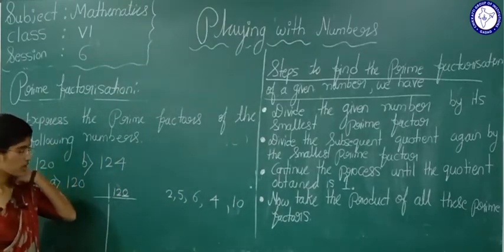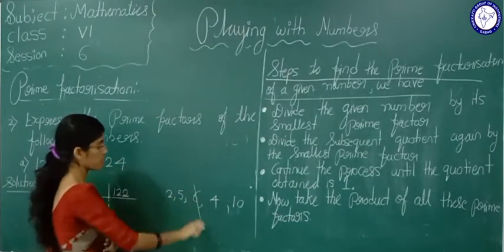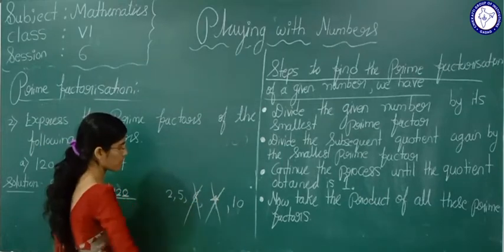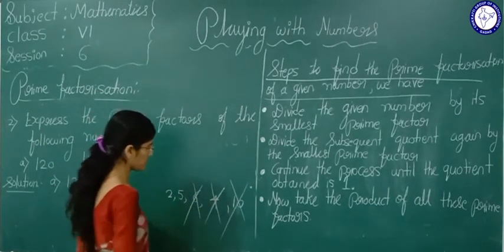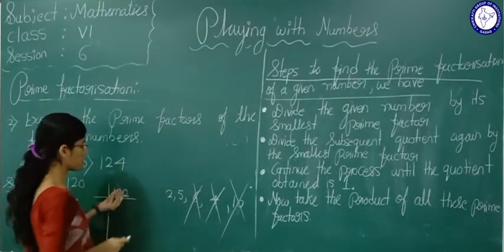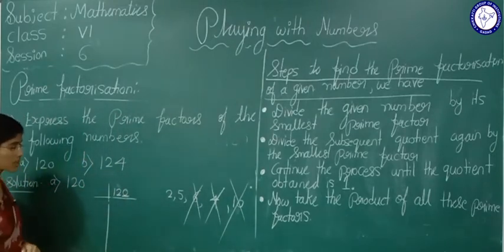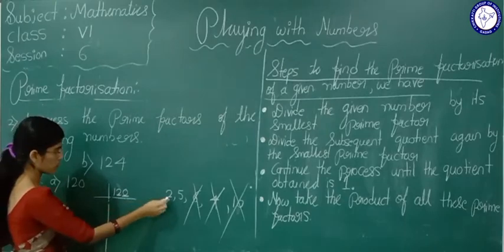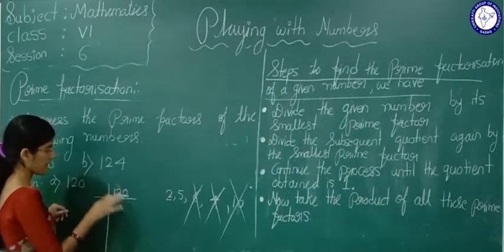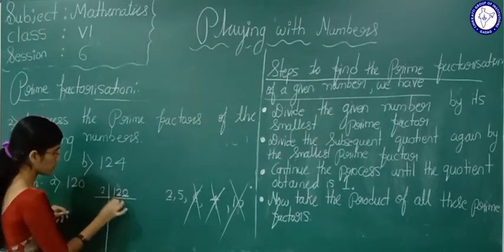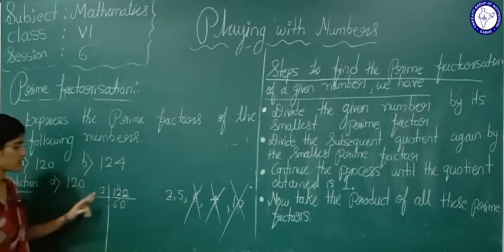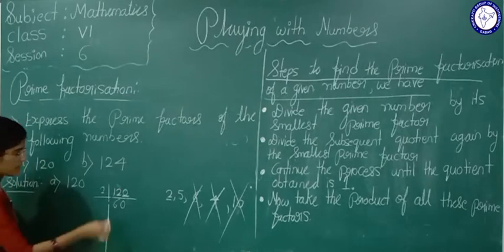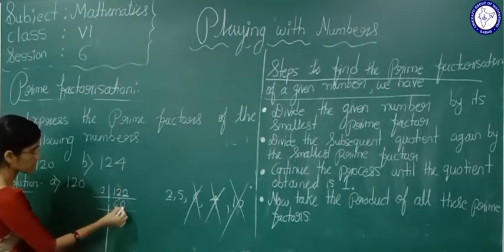Now see here students, 6 is not a prime number, 4 is not a prime factor, 10 is not a prime factor. Now 2 and 5 are the prime factors of this 120. Definitely this number we can divide by 2. Here 2 is the smallest prime factor of this 120. Now see here, 2 6s are 12, here 0 you keep as it is, 2 60s is 120.